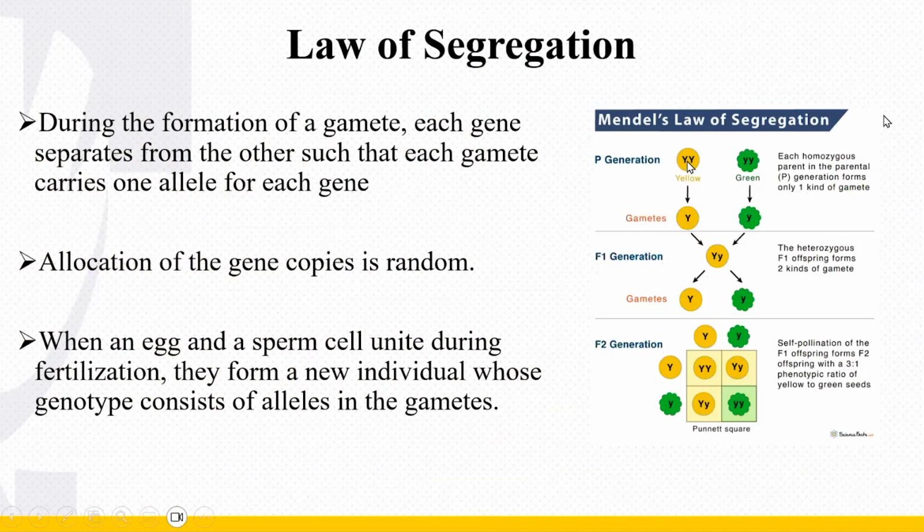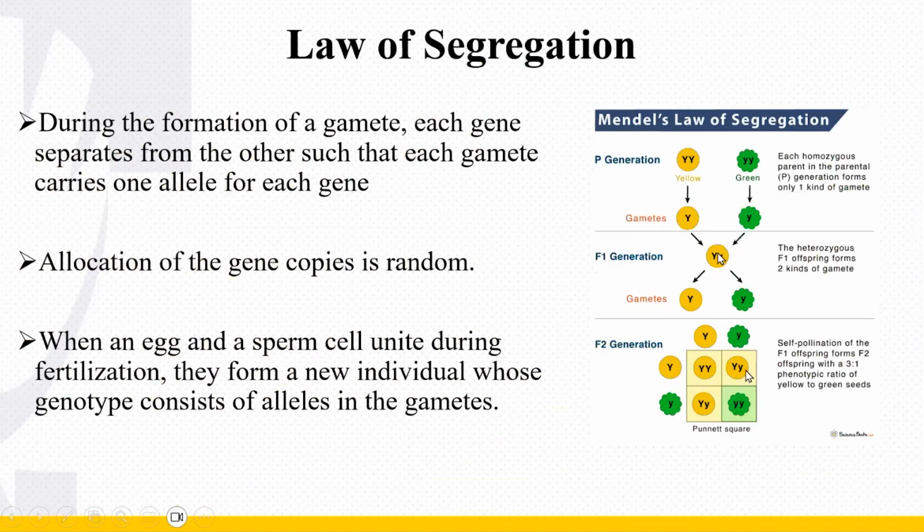So if we were to cross yellow peas, which are homozygous dominant, with green peas that are homozygous recessive, in our F1 generation, we'll get heterozygous dominant offspring. And we can have two of these gametes. So now once we have this, we're going to cross these two again, and we now get our F2 generation.